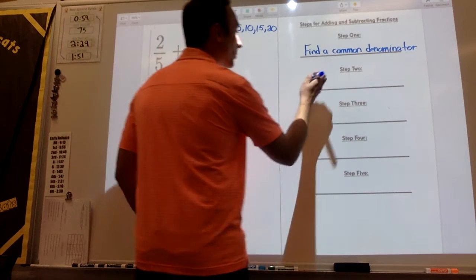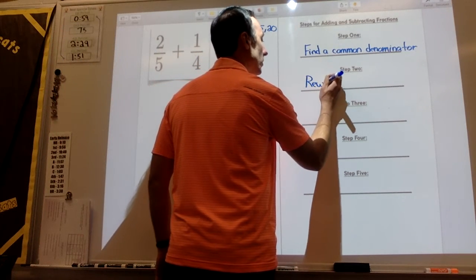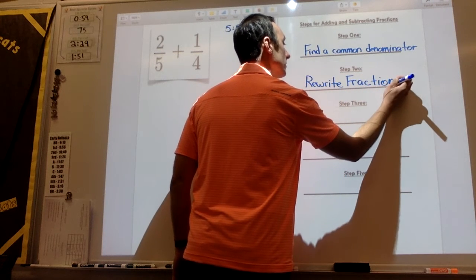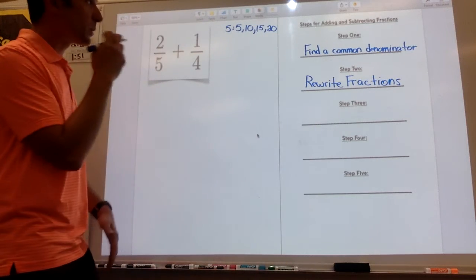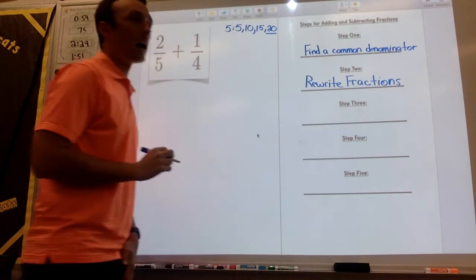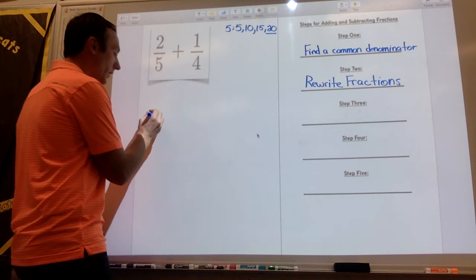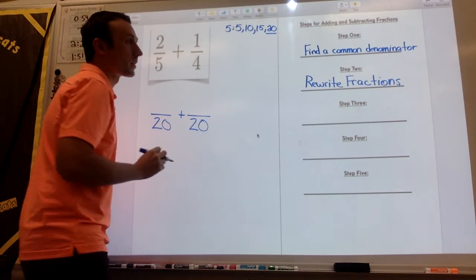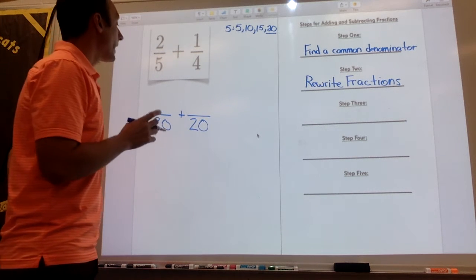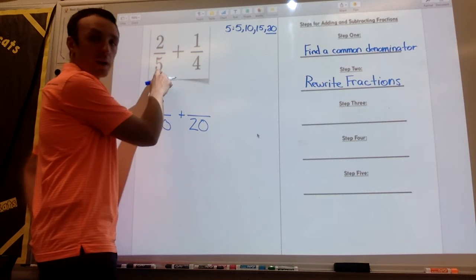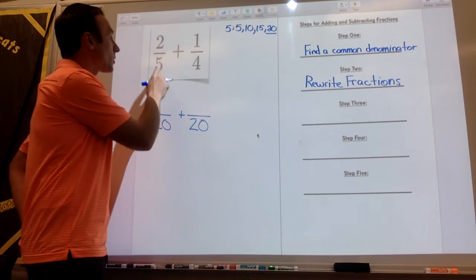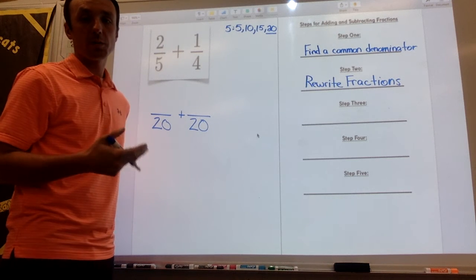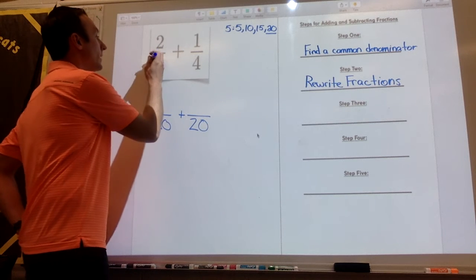All right, our second step is to rewrite fractions. What I mean by rewrite fractions is we have to use our new common denominator in our fractions. So the way I want you to do this is to write a fraction bar 20 plus a fraction bar 20. In order to rewrite it, we have to look at what our denominator was and see what it became. So my denominator was 5, and it became 20. How does 5 become 20? What do I have to multiply 5 by to become 20? That would be 4.